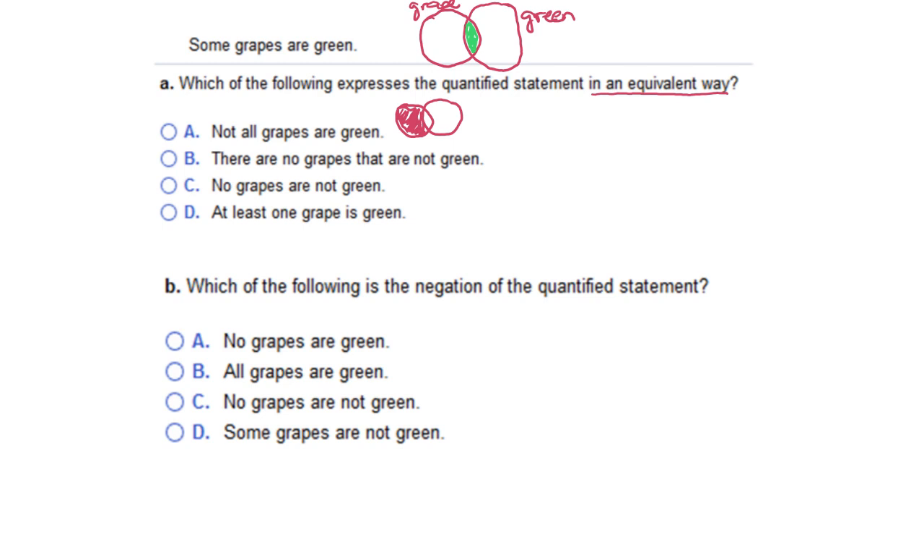B says there are no grapes that are not green. There are no grapes. So now here's my grape circle here that are not green. So that's what that one looks like. Green is the outside circle. The grapes are the interior shaded circle. So all of it would be shaded because they represent all the grapes. C is no grapes are not green. No grapes are not green. So once again, you're having the same thing. Here's my grapes. No grapes are not green. That means they're all green.